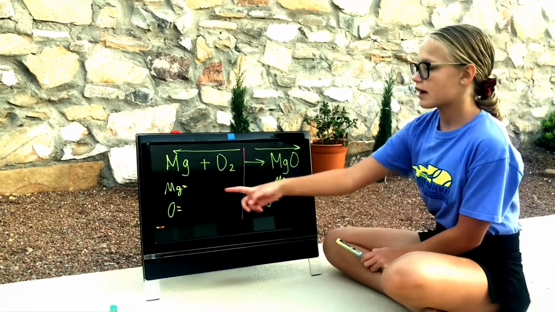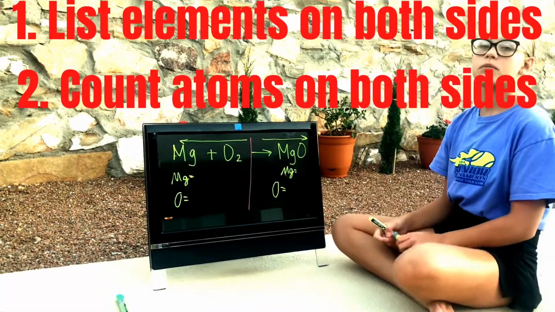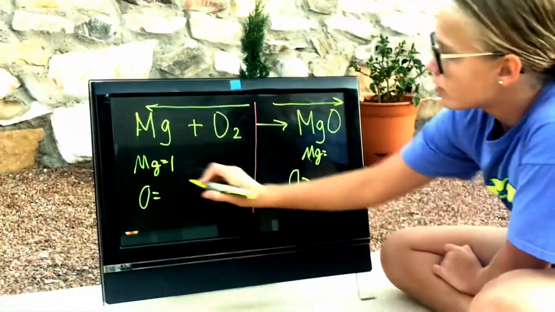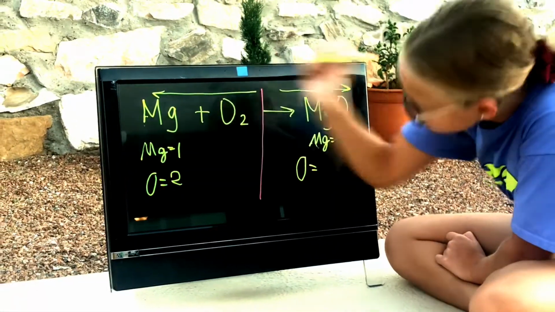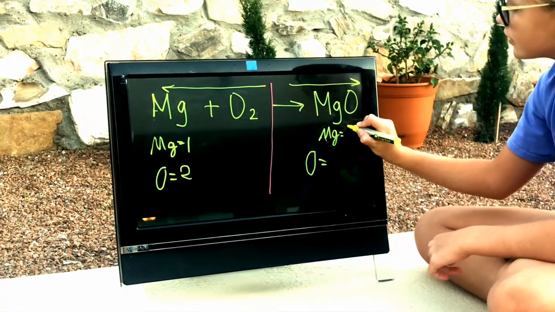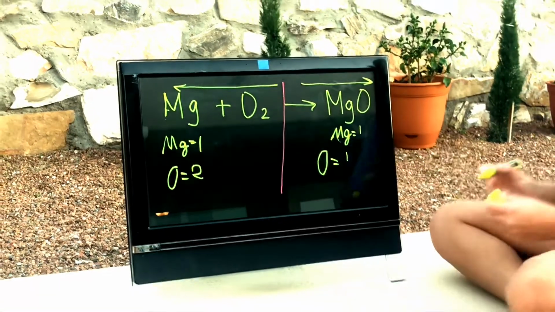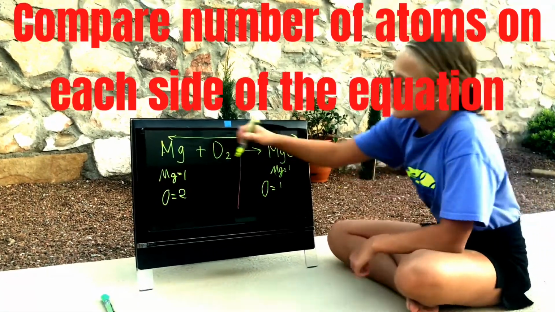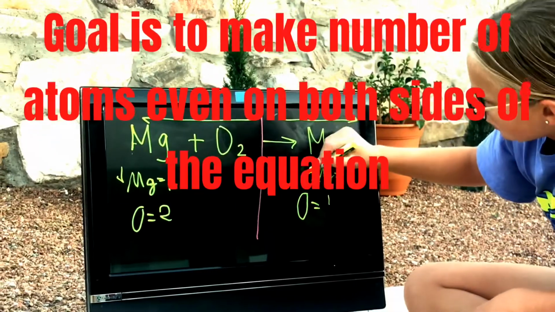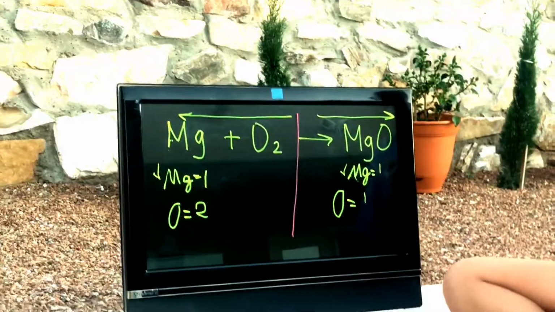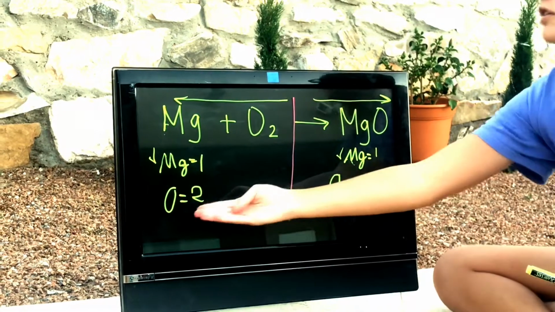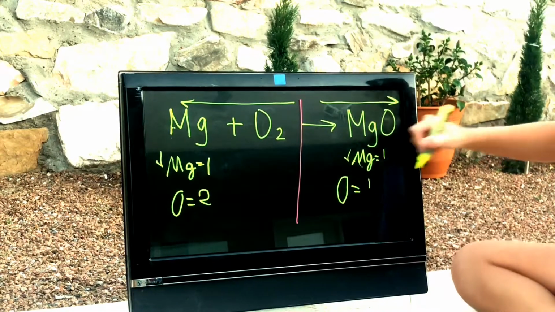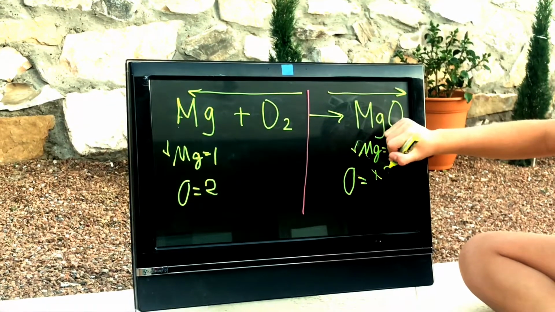So I listed my atoms from the left side to the right side, and now I'm going to count them. So Mg is 1, O is 2, Mg here is 1, and O is 1. You need to check if my elements are even on the left side and the right side. So Mg is even because they both have 1. O is not even because here is 2 and here is 1. So to make it even, we cross out this and we put a 2.